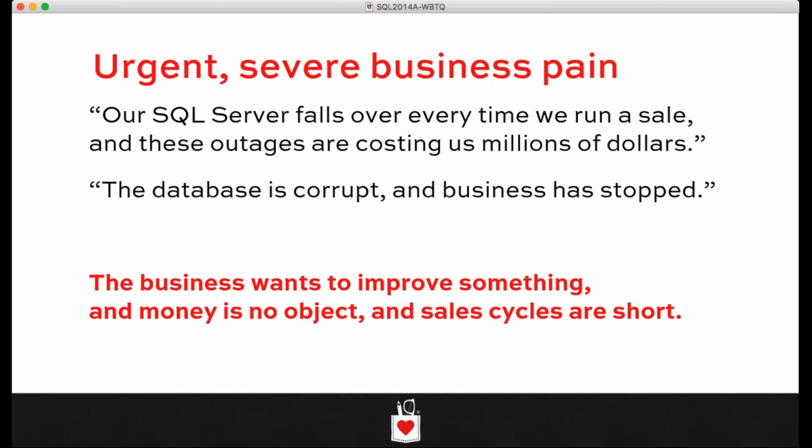Or, as Neil and I were talking about in the pregame show, the database is corrupt and our business has stopped. The business at this point, the executives, the CEO, CTO, CFO, all these people, have decided that they need to improve something, and money is maybe not an object, but much less of a concern, because the alternative cost of not taking action is stratospheric. If you don't fix the corrupt database, the business is going to stop. If you can't sell jerseys, the business is going to lose millions of dollars.